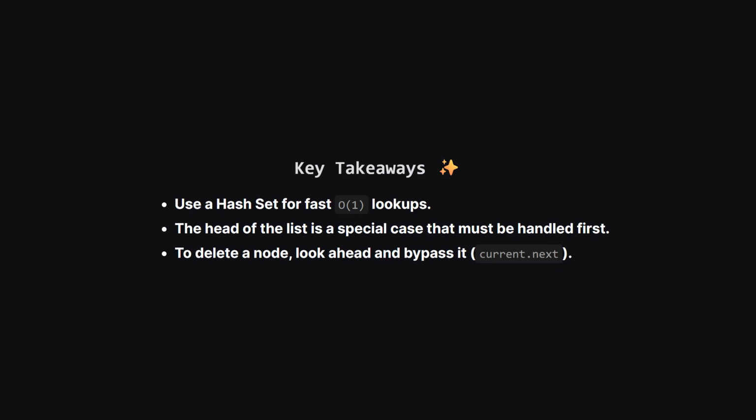So let's wrap it up. The 3 big ideas from this problem are: first, always think about using a hash set when you need to do many fast lookups. Second, remember that the head of a linked list is often a special case because it has no node before it. And third, the standard way to delete a node in the middle of a list is to use a pointer to the node before it and rewire that node's next pointer.